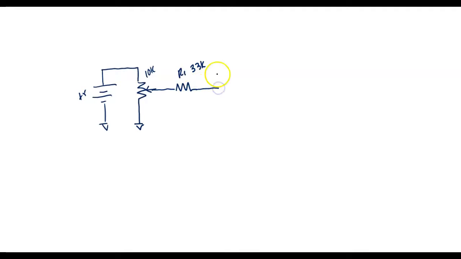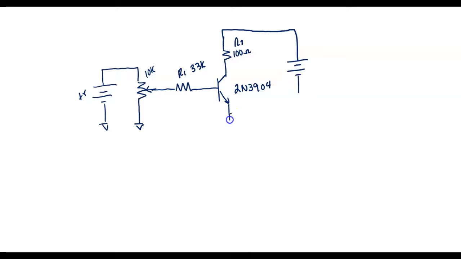And then I'm bringing this into my transistor, which is a 2N3904, which is an NPN. And then we're going to a 100 ohm resistor, and they're calling this R2. And then I'm bringing this over to the positive variable supply on the trainer. And this is variable.